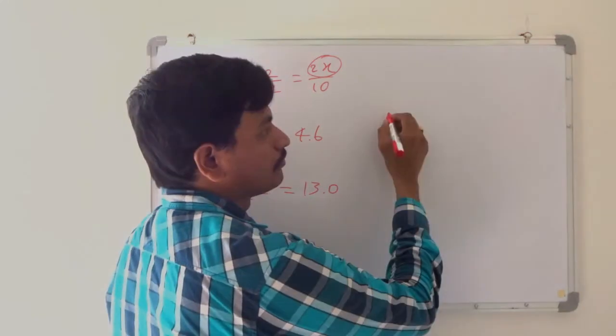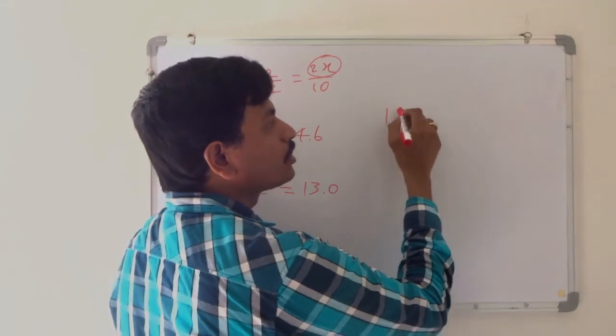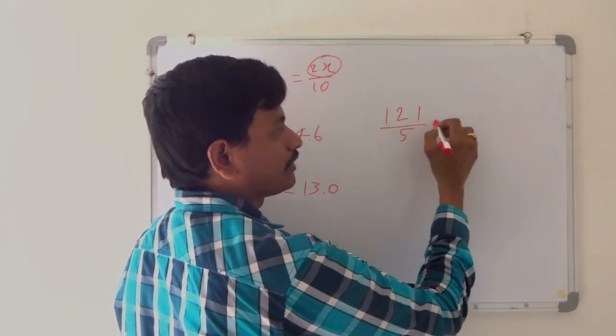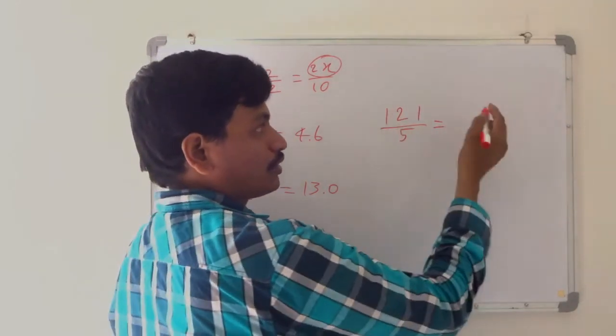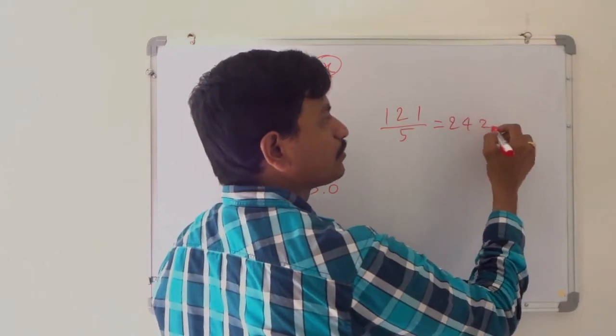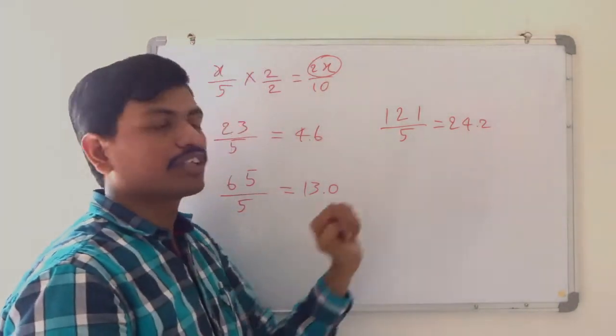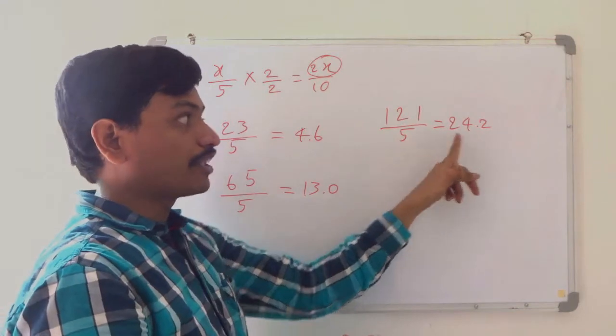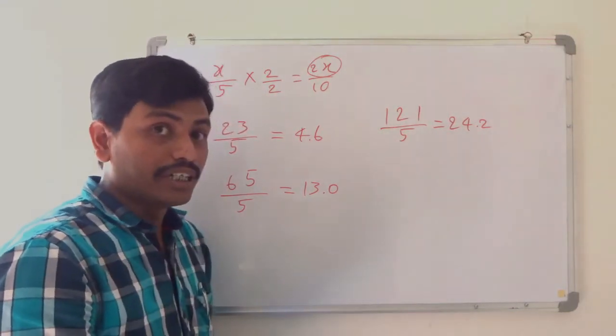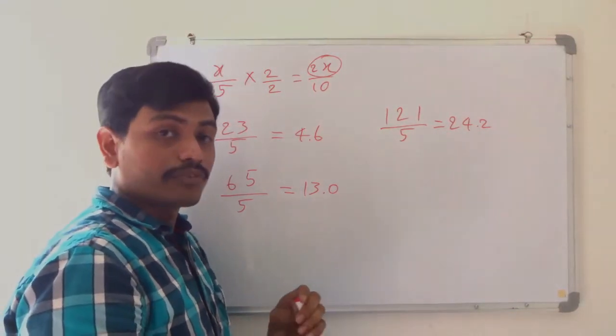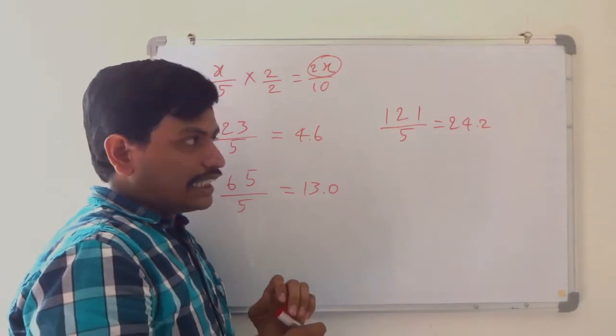121 divided by 5. So what do we get? Double of that is 242. Just put the point before the last digit. So 121 by 5 is 24.2. So this is the tip we can apply.